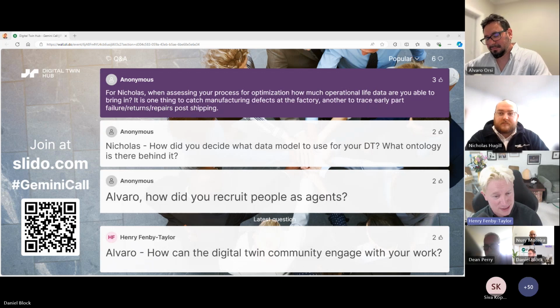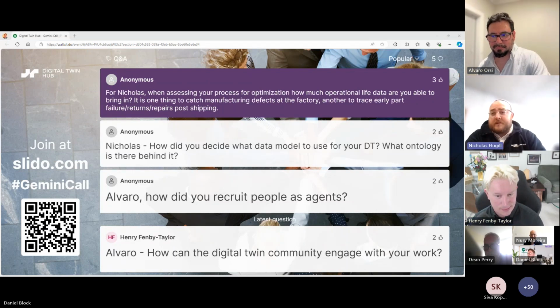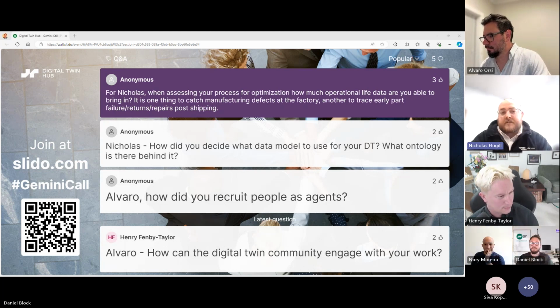When assessing your processes for optimization, how much operational life data are you able to bring in? You can read the rest of it. It's a fantastic question, and at the moment it's limited, which is a shame. As mentioned there, we do get feedback from defects within the factory and some defects after shipping, but very little in terms of the life of the product. And hopefully there's some EU regulation that's coming in 2027 about digital product passports, which will hopefully drive a need for that understanding of the life cycle of a battery.